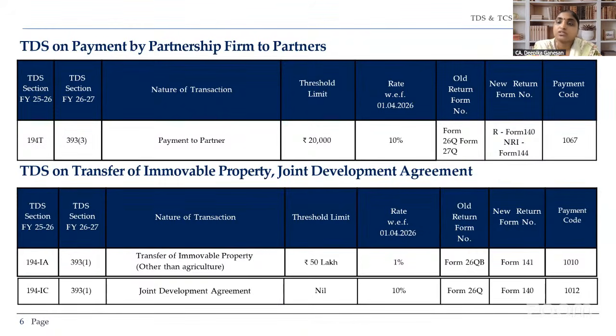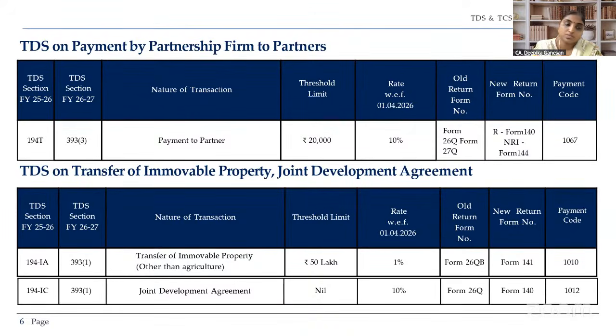That is replaced with 140 for resident, and for non-resident it is 144, and the payment code is 1067. And in case of transfer of movable property or joint development agreement, 194-IA is replaced with 393 subsection 1. So the limit is 50 lakhs, same limit. 1% is the rate, same rate. And the old Form 26QB is replaced with 141.